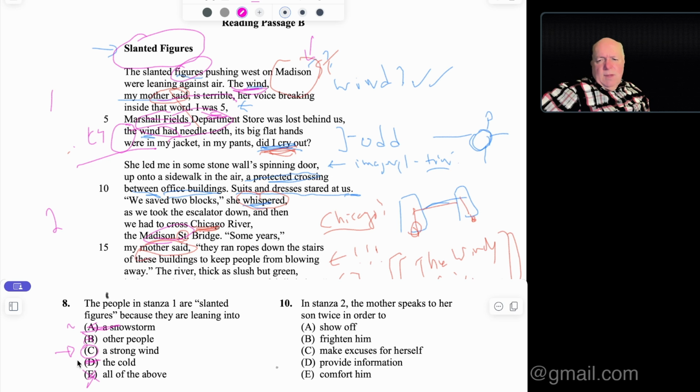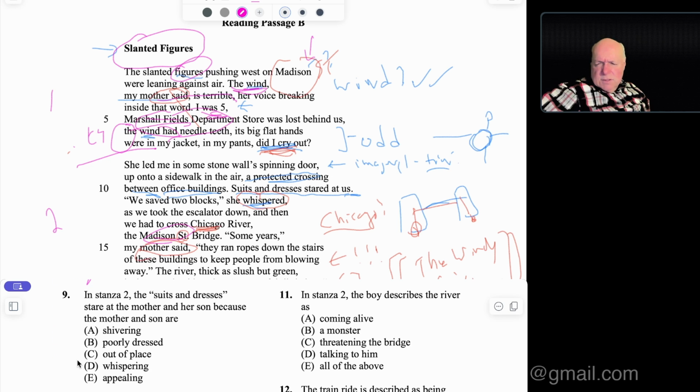And we explored that in multiple levels. Stanza 2, it talks about the suits and dresses. So that's line number 10 here.